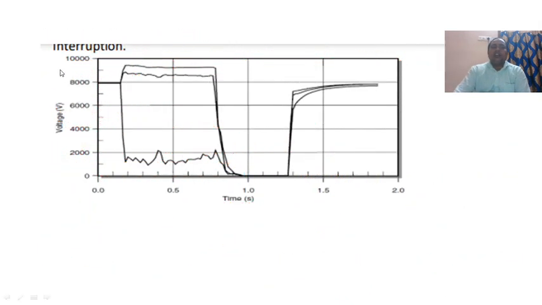So this is an interruption waveform. There is a complete loss of voltage or current for a particular duration; in this particular time there is no voltage or current present. This is an interruption.